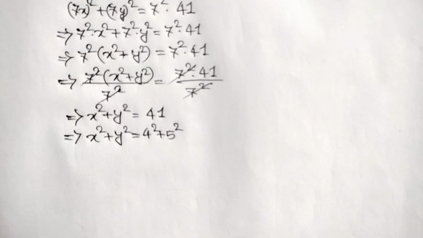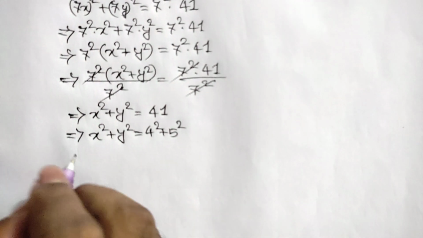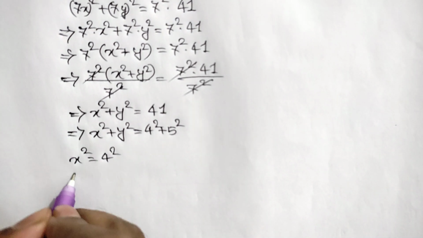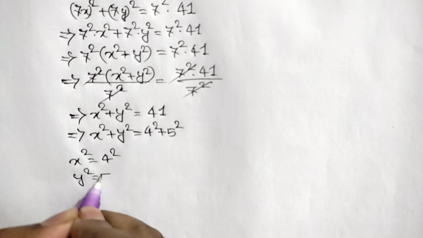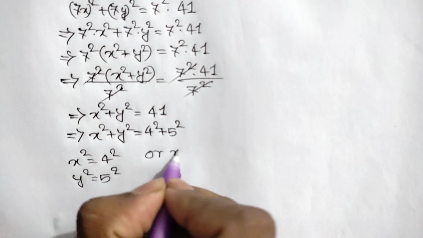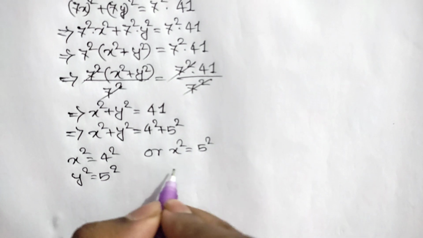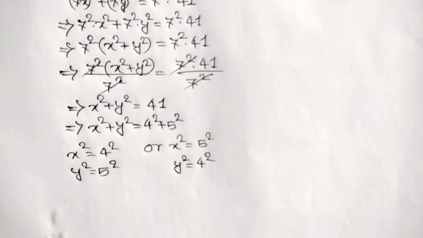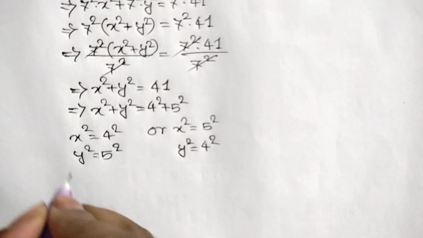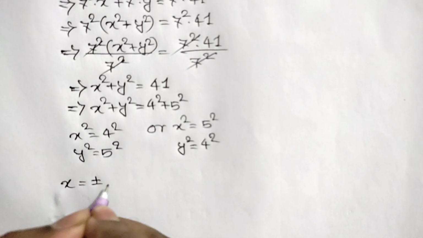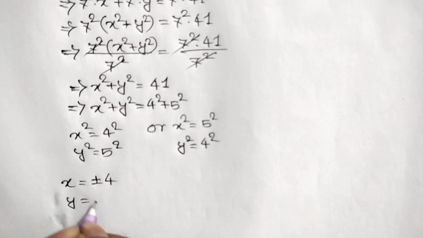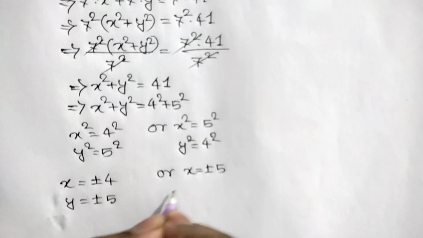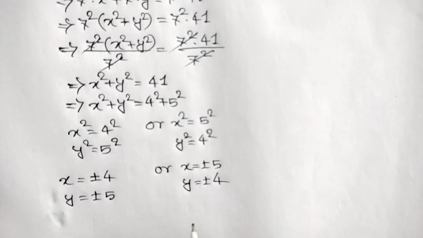Now comparing both sides, we can write here x square is equal to 4 square, then y square is equal to 5 square, or x square is equal to 5 square and y square is equal to 4 square. Now from here, taking square root to both sides, we can write here x is equal to plus or minus 4 and y is equal to plus or minus 5, or x is equal to plus or minus 5 and y is equal to plus or minus 4.